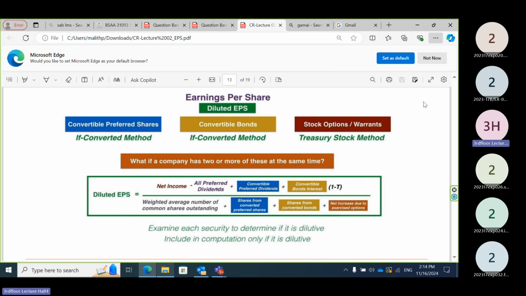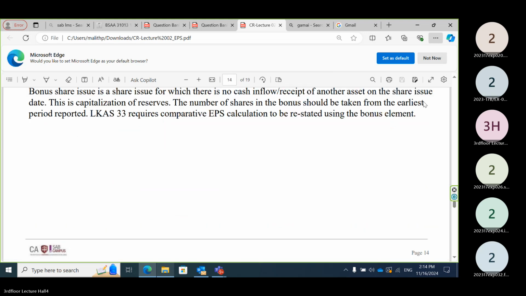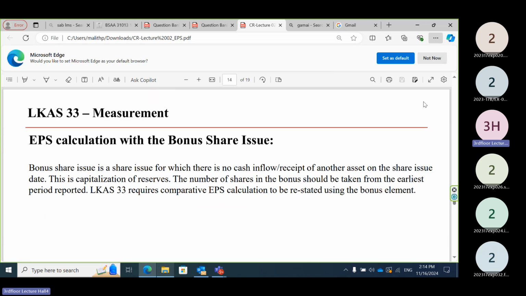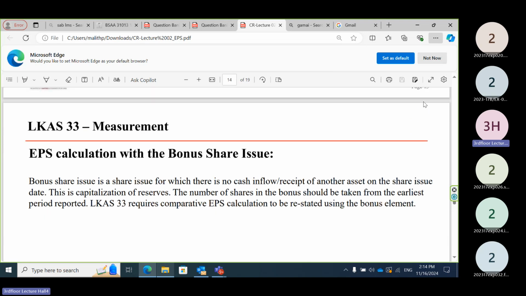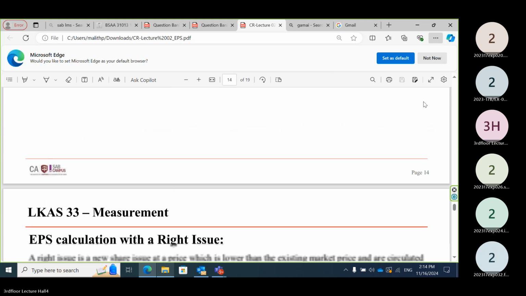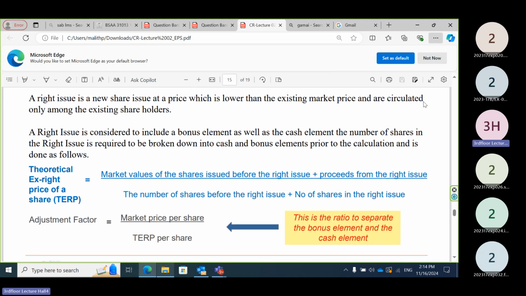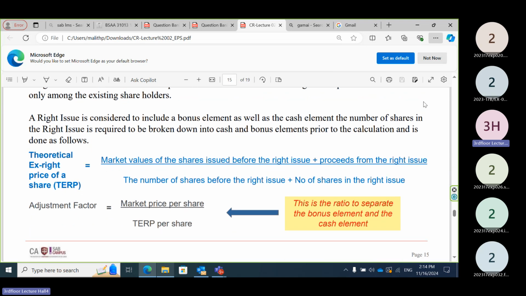Then straight away you can do that. So that's why I have given it here. So then we did this EPS calculation with bonus share issue done. Now we are coming to EPS calculation with rights issue, right? First step, what? Theoretical ex-rights price of the share. Theoretical ex-rights price. Third calculation.